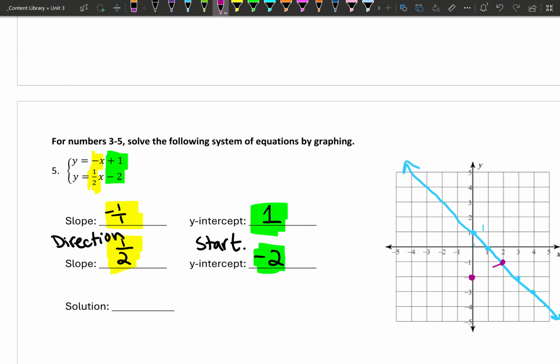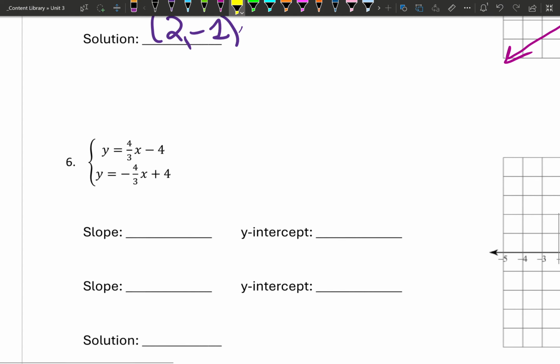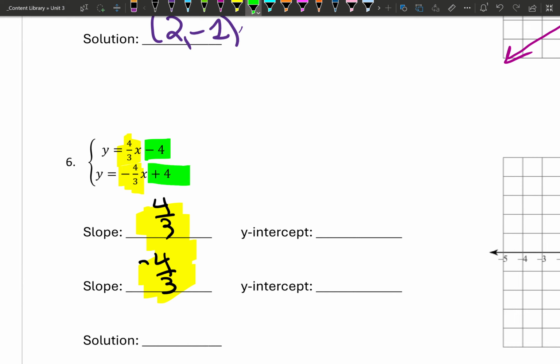2. Oh, I already see the answer where they overlap. There we go. Our answer is right here, which is 2 for our x, negative 1 for y. Let's graph another. In number 6, the first equation has a slope of 4 over 3. The second equation has a slope of negative 4 over 3. The y-intercepts are negative 4 and 4.